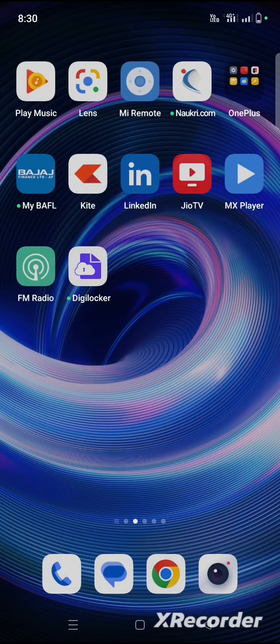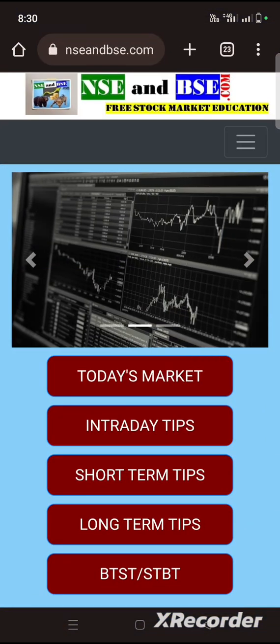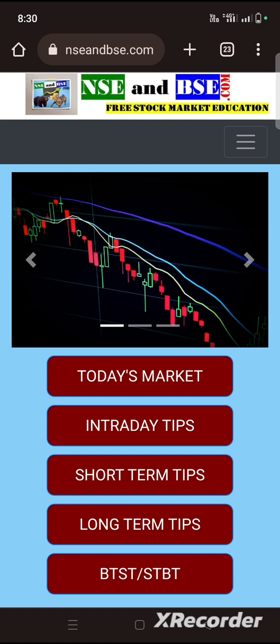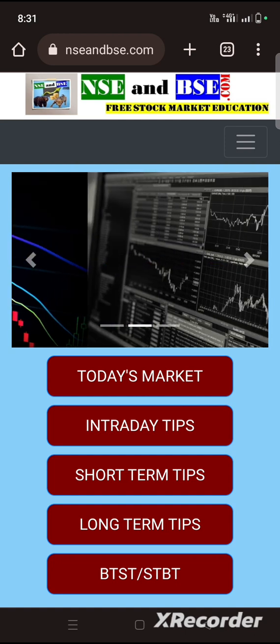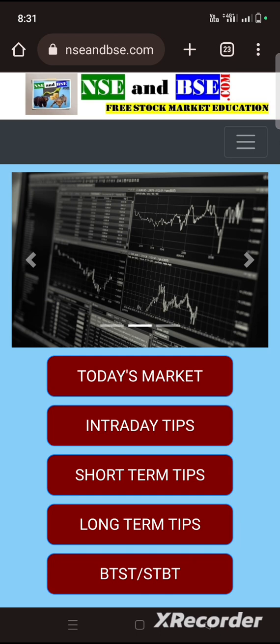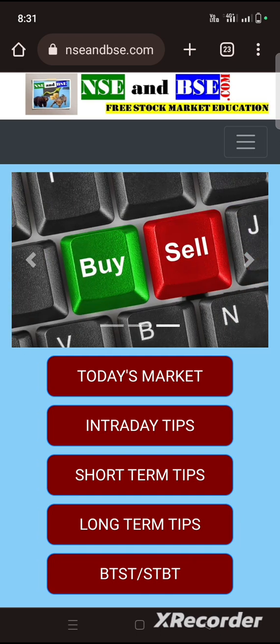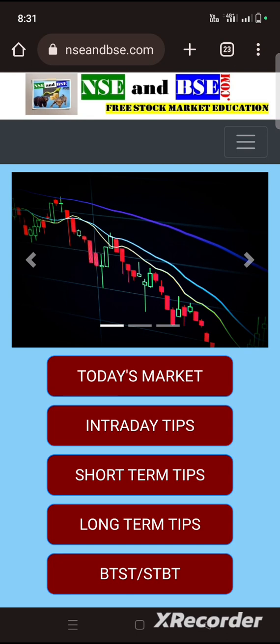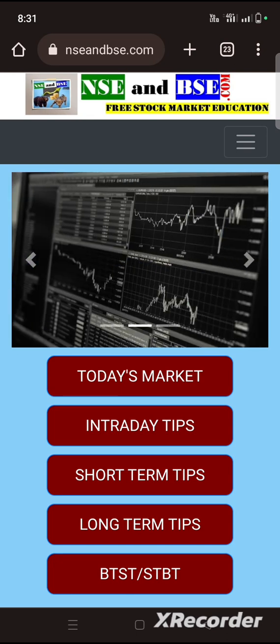So first I check Kite for yesterday's previous levels, and again I'll go to NSE and BSE.com, which is a third-party source where they provide pre-market analysis screeners free of cost. You can also go ahead and check it for market related information. I'm using this for more than 4 to 5 years. So today I'll show you what all the information I check before I take a trade.